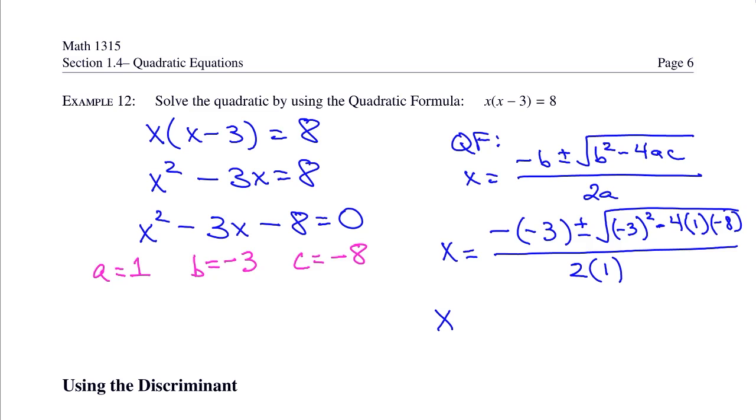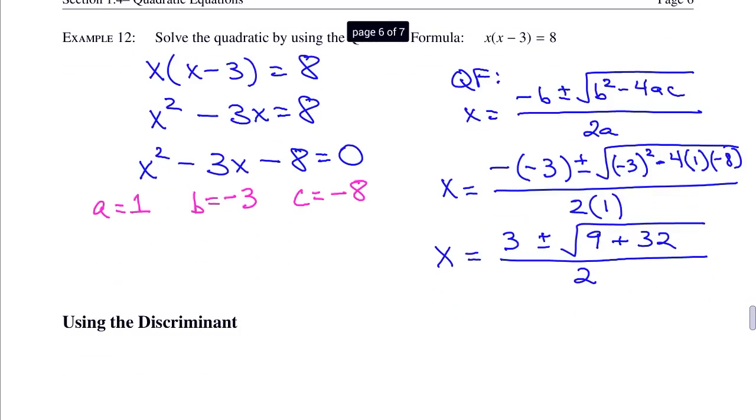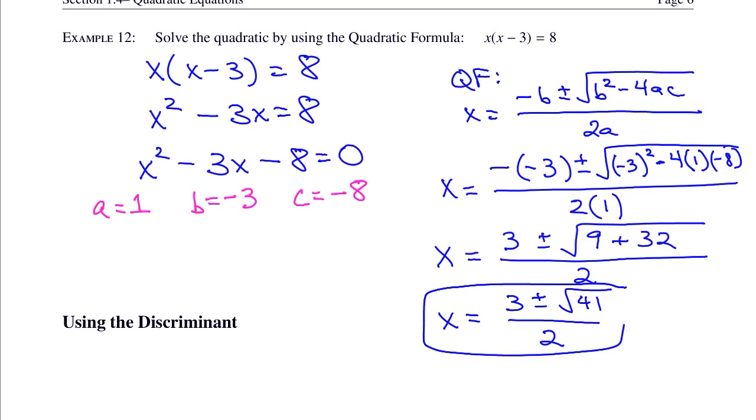This gives me x is equal to 3 plus or minus the square root of 9. Negative 4 times 1 times negative 8 is positive 32. That's over 2. And one last step, x is equal to 3 plus or minus the square root of 41 over 2. 41 is prime, so it can't be simplified. So the solution set is 3 plus or minus the square root of 41 over 2.